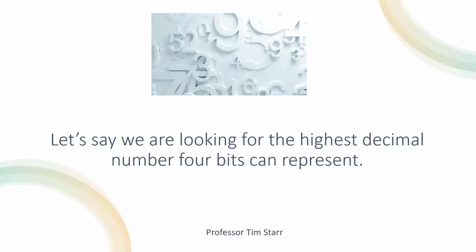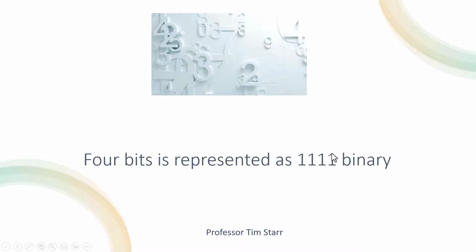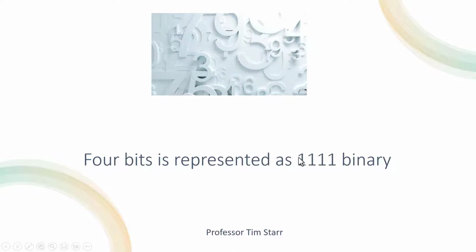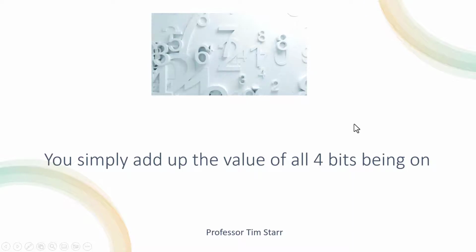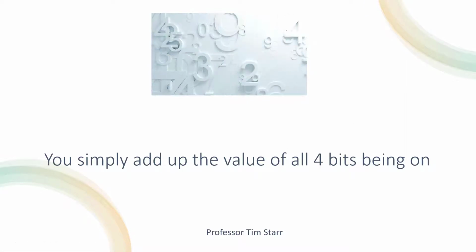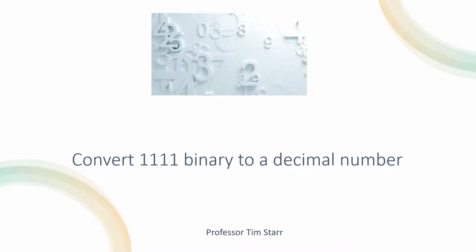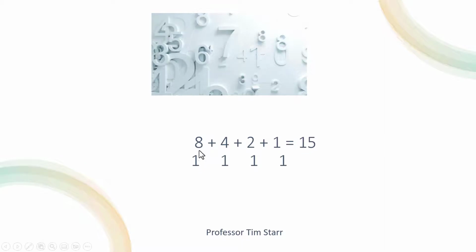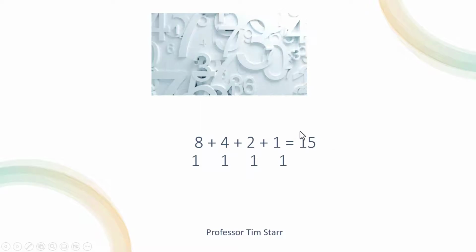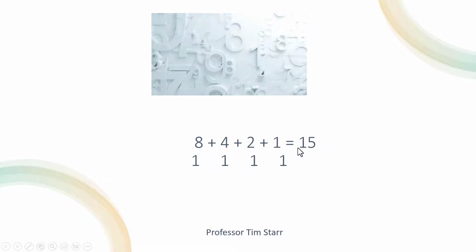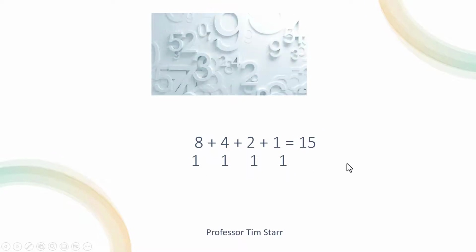Just so you know, 4 bits is also known as a nibble in the scientific community, and it's shown here as 1111 binary, so all 4 bits would be on to give us the highest decimal number. And what you do is you simply add up the value of all 4 bits being on. So we're going to convert 1111 binary to a decimal number. And we do that when we turn on all these bits. It'd be 8 plus 4 plus 2 plus 1, which equals 15. Now, 15 is the human readable number that we talked about. So that is the largest decimal number that 4 bits can represent. So it's really not that difficult.